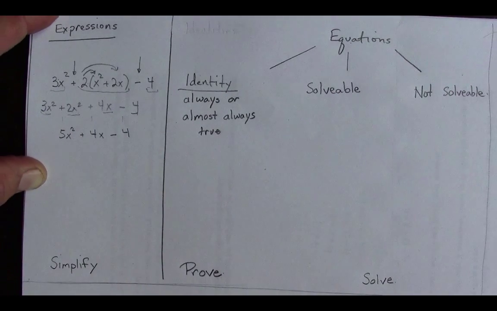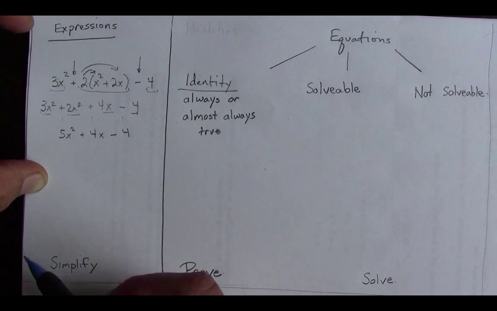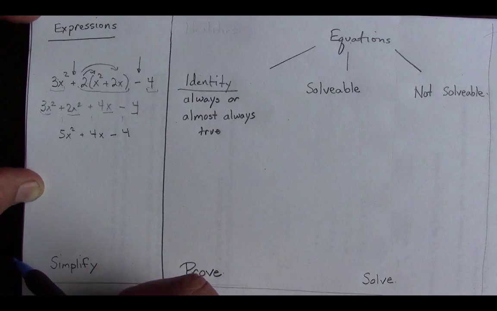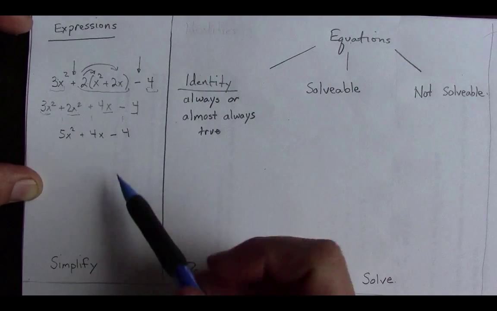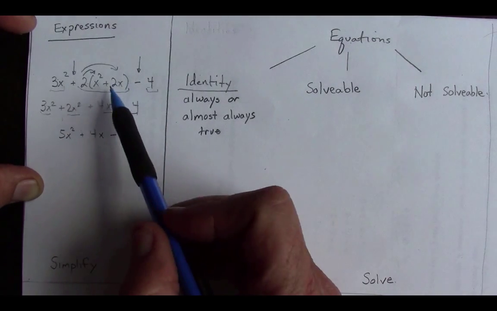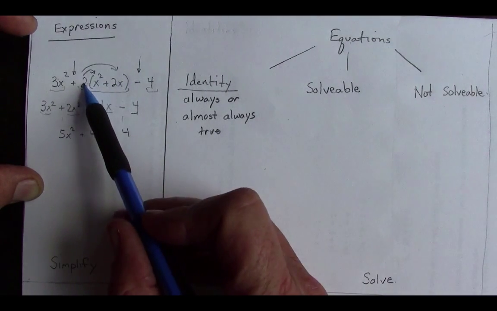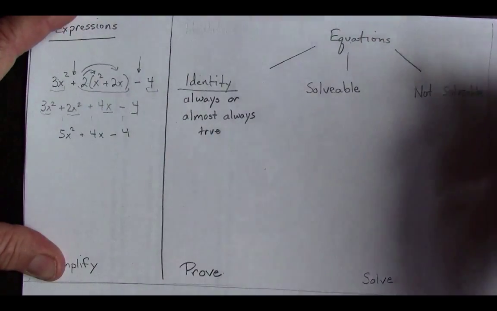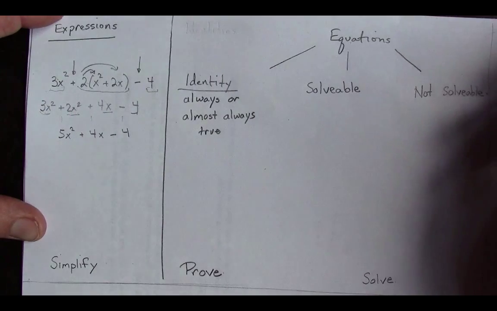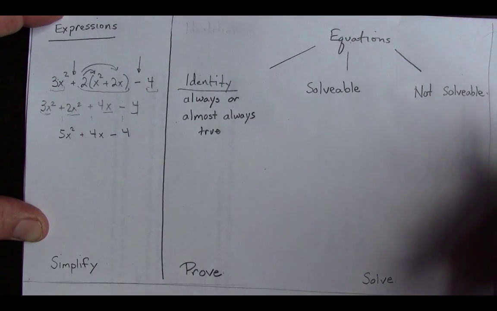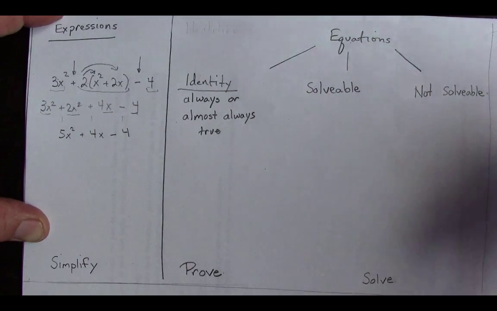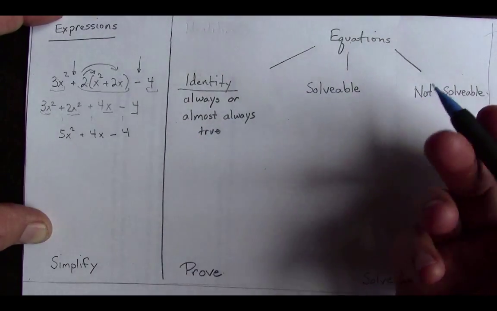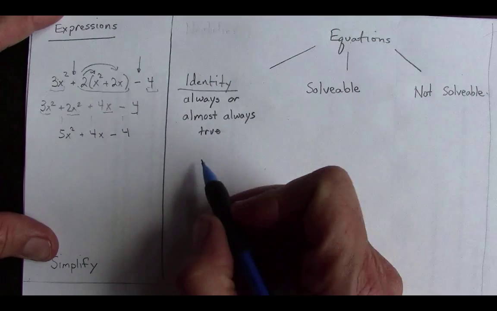So that's the kind of thing that you can do with an expression: you can simplify it, and basically you use BEDMAS or forward BEDMAS, or your laws that allow you to distribute multiplication over addition and things like that. Okay, the other kind of things that we have in math is equations, and there are probably 3 main categories for equations. One is identities. These are things that are always or almost always true.